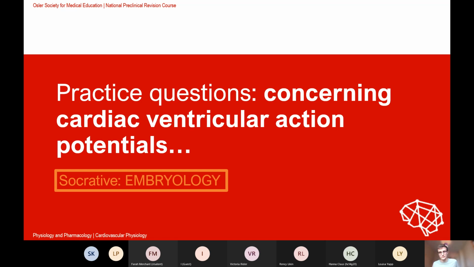Repolarization. Yeah, absolutely right. It is voltage-gated potassium channels, those delayed rectifier channels, which repolarize the membrane. Excellent.